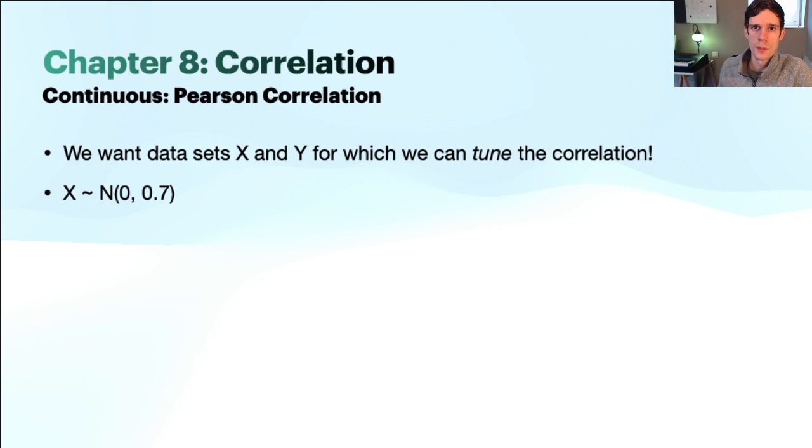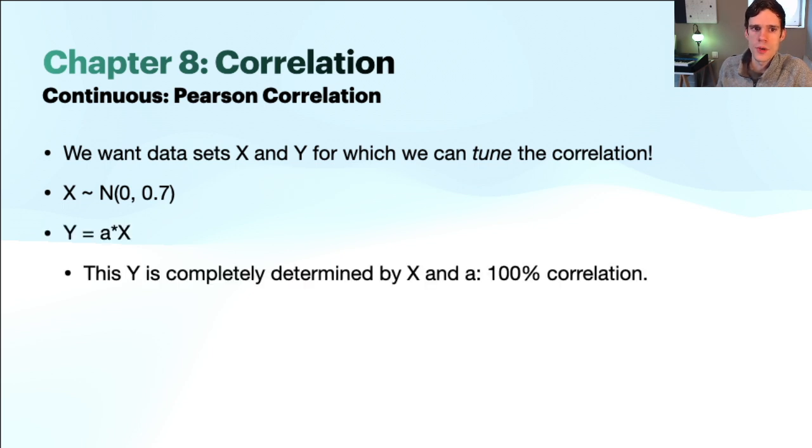Now, the first variable, which we will call x, will simply be a dataset that is distributed according to a normal distribution, with a mean being 0 and a standard deviation being 0.7. So how do we now generate another dataset or variable called y such that y and x are correlated to one another?